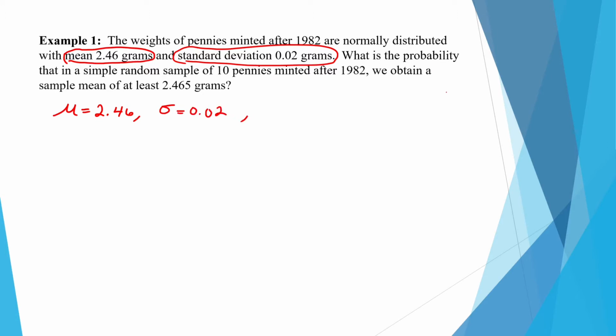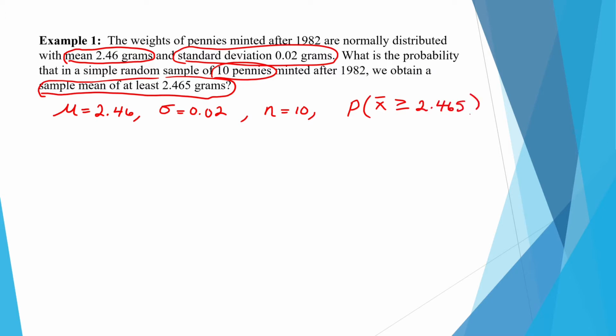We are looking for the probability that a simple random sample of 10 pennies, this 10 pennies represents our sample size, and we want to know what is the probability that the sample mean is at least 2.465 grams. That's our actual question. We want to find the probability that the sample mean is at least 2.465 grams.